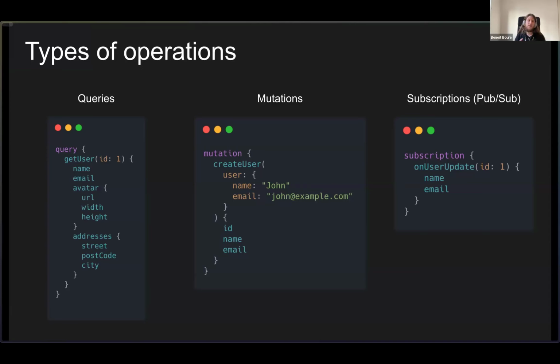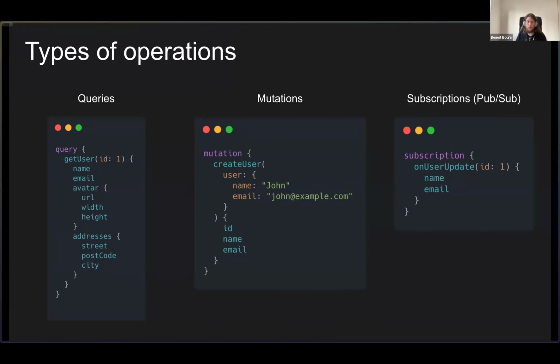And finally, there's a third type of operation supported by GraphQL called subscriptions. A subscription is a real-time pub/sub way to connect with the backend. Andres just showed you as well what WebSockets are, and subscriptions are the equivalent of that in the GraphQL world.